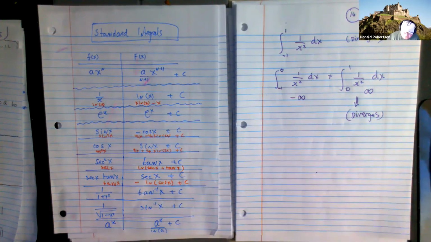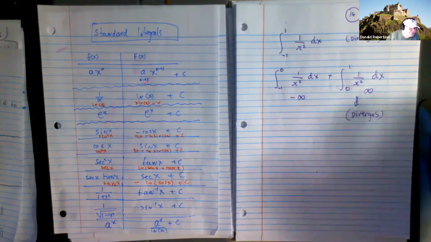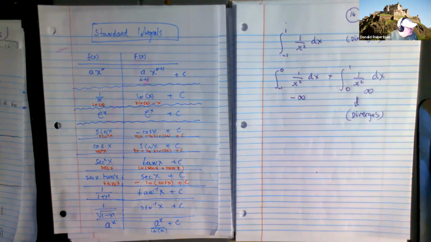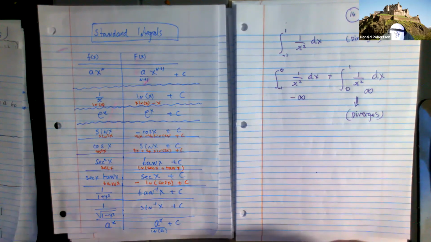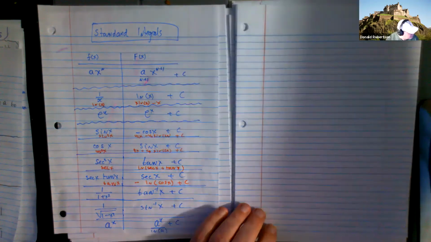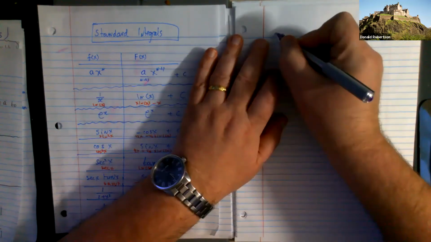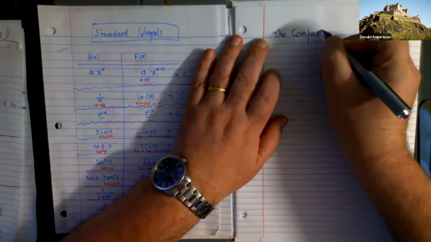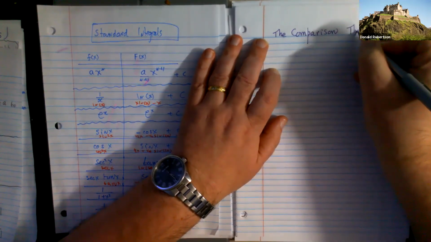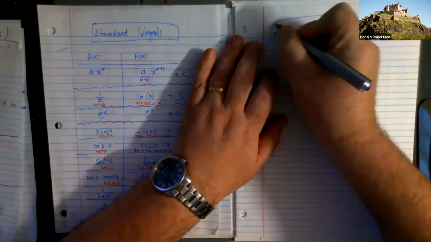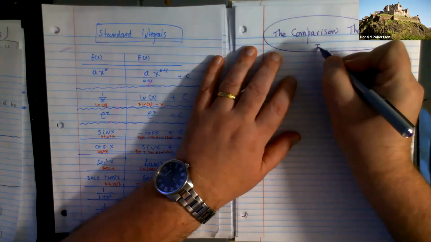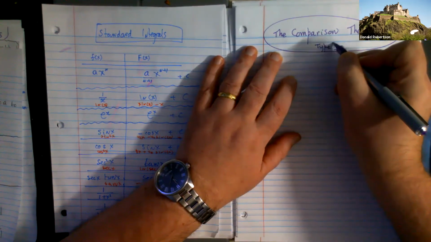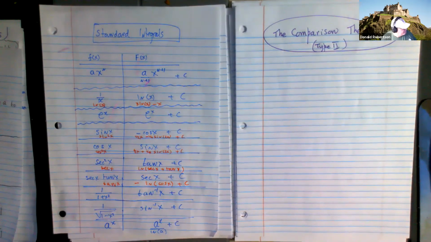That's the end of type 1. It's not that heavy on the algebra. Maybe the cube roots are a little bit messy, but not that bad. So what we're going to look at to finish this section off is what's called the comparison theorem. And we're going to return to type 2 improper integrals, right? The ones with infinity on it.